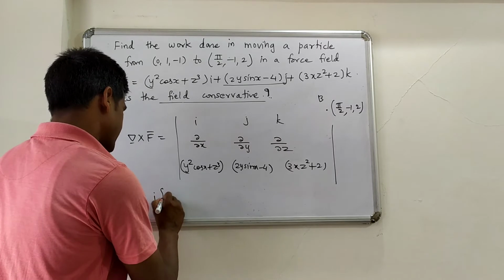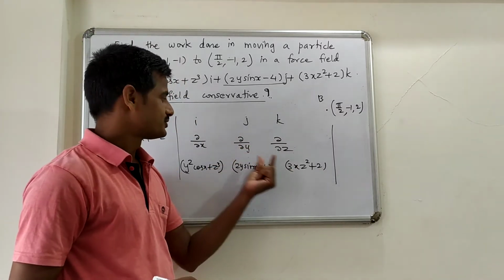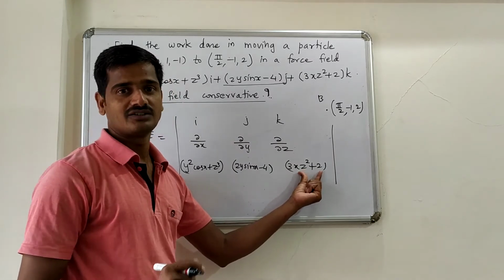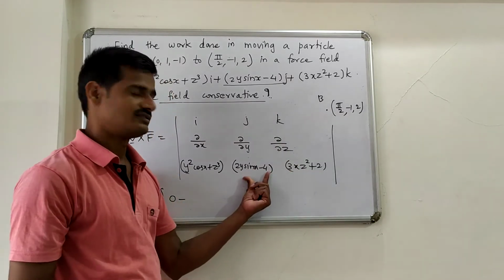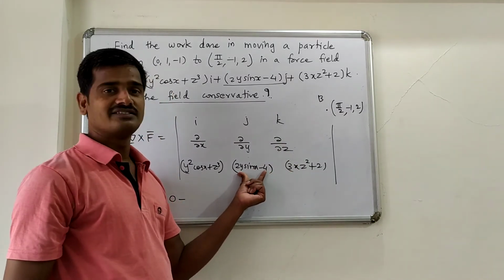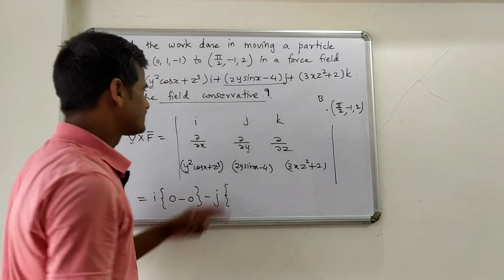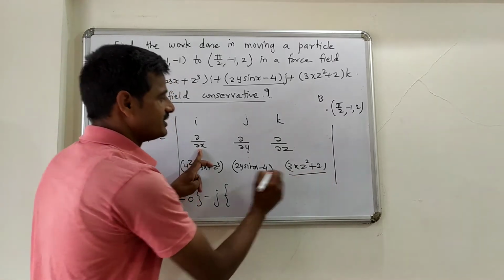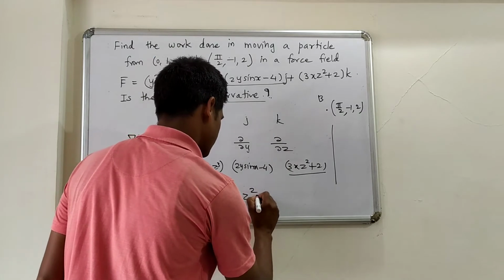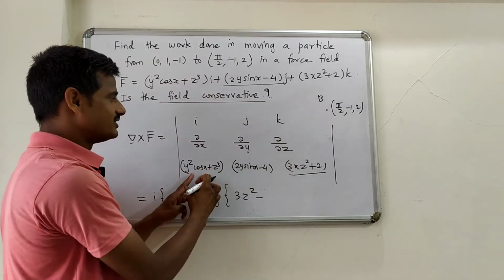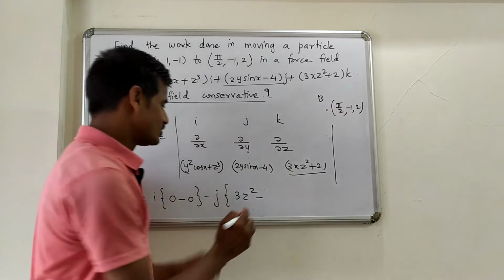Now i into bracket, partial differentiation of this with respect to y. There is no term containing y, so it is 0. So 0 minus ∂/∂z of this. There is no term containing z, so the answer is again 0. Then minus j times ∂/∂x of this. So what is this with respect to x? 3z² minus ∂/∂z of this. So ∂/∂z of this is constant, 0. So z³ gives 3z².